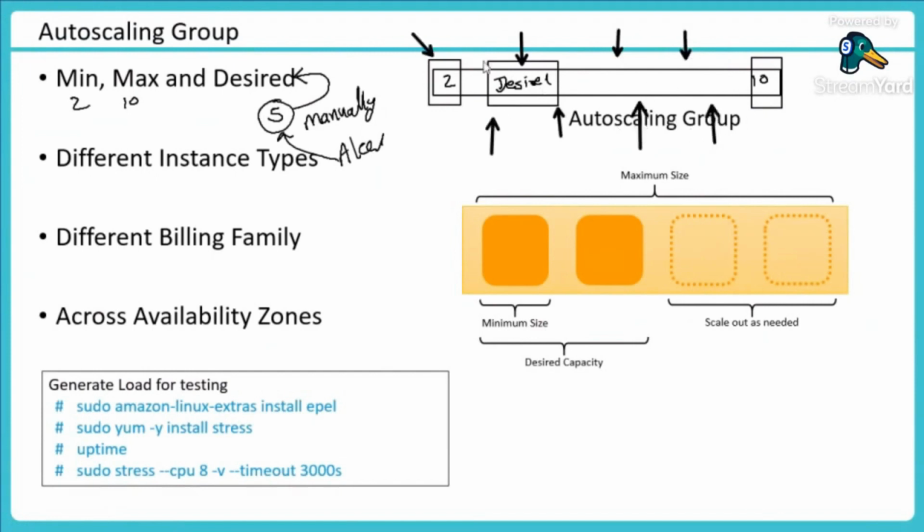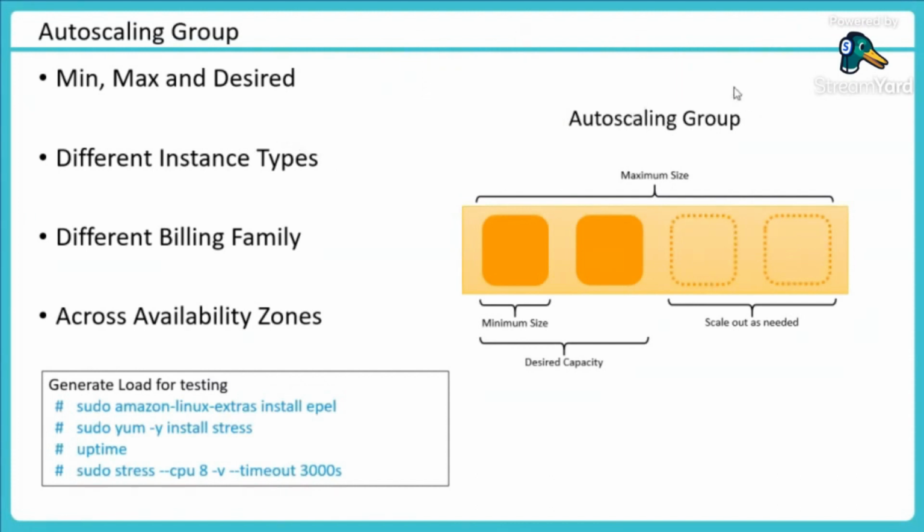We don't want to touch minimum and maximum. What we would touch, we would always touch desired. So desired is your current state of your auto scaling group, and whenever somebody is manually or automatically changing something, that is changing the desired value, right?